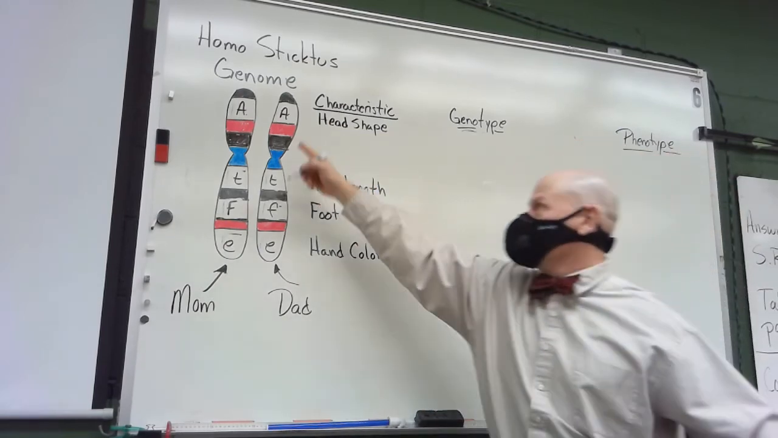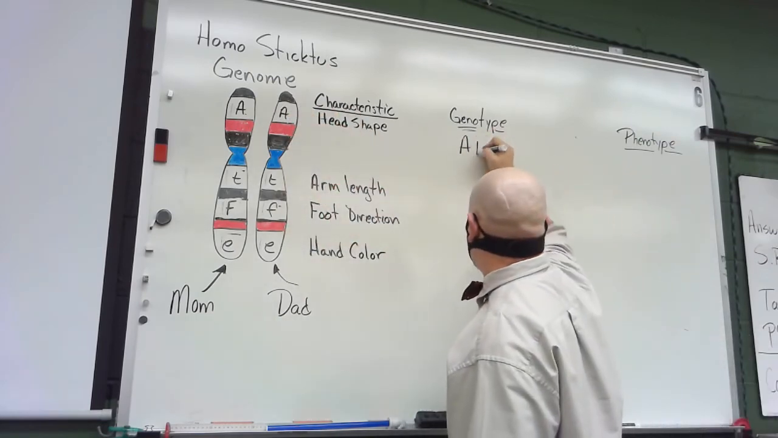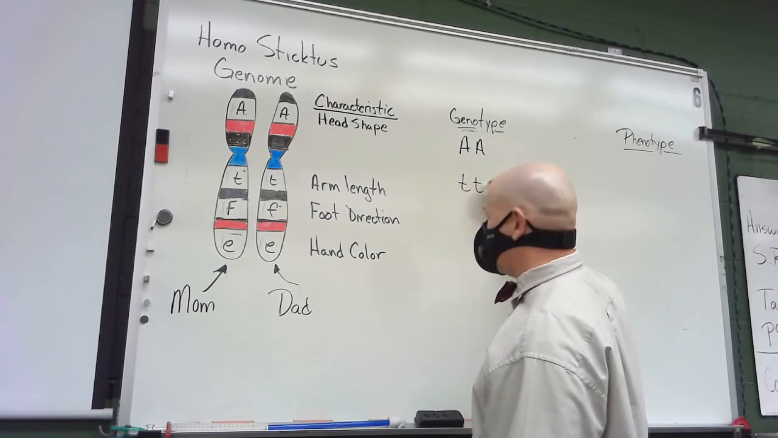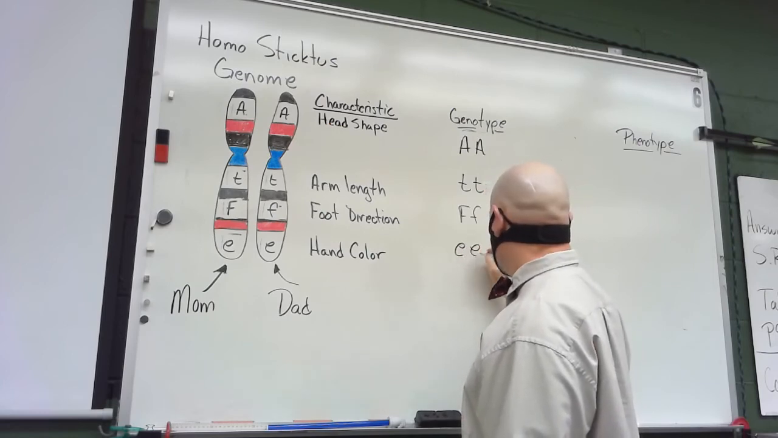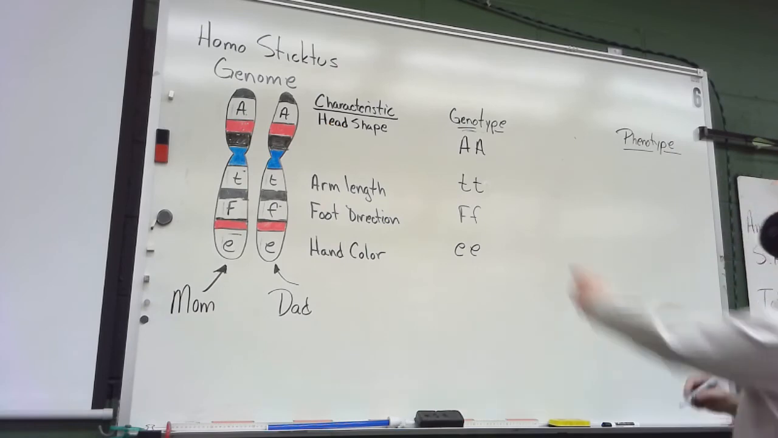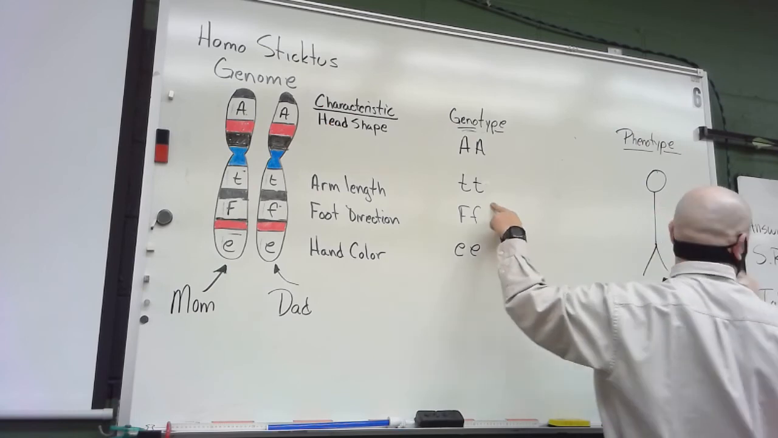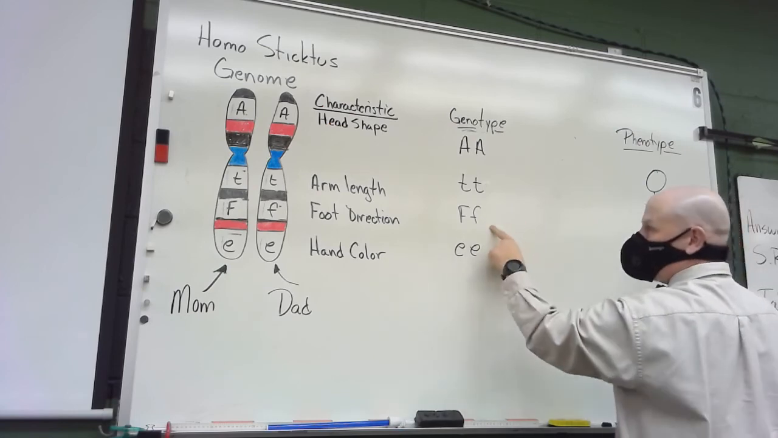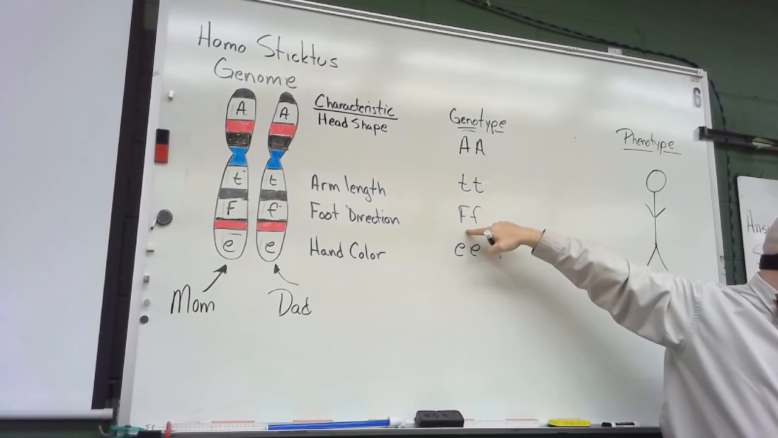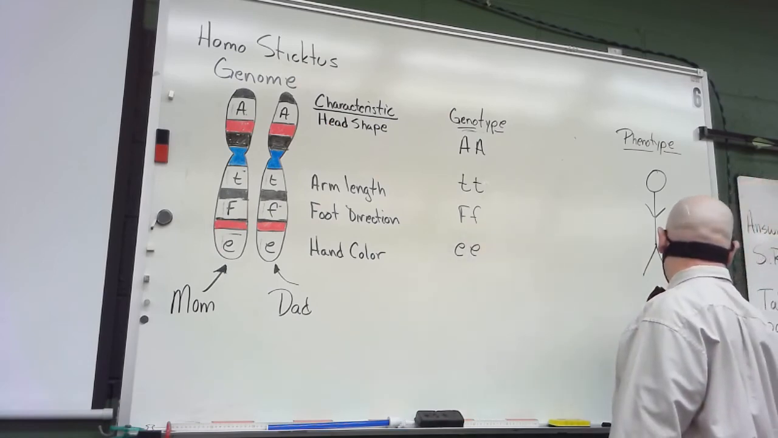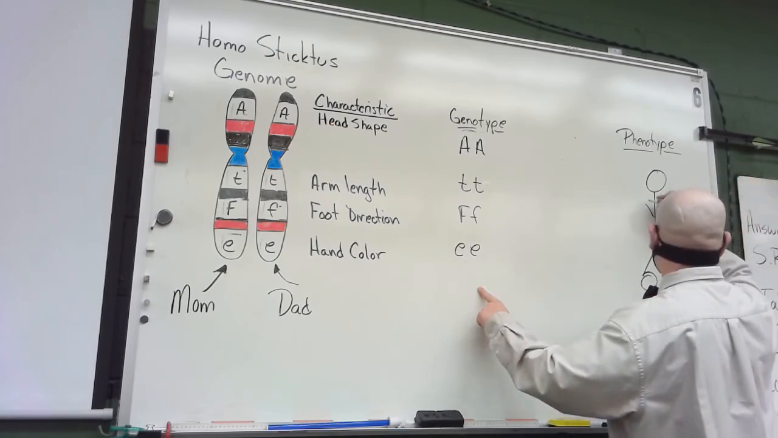So in this combination, here we go. We've got half from mom, half from dad. We put them together in the genotype. Big A, big A. We got little t, little t. We got big F, and little e, little e. Take a look at what the genotype codes for. We've got a circle head. Here's our body. Looks like we've got short arms. Feet, heterozygous with a dominant allele. The dominant allele will mask the recessive. That means the feet are going to go to the right. And then the hand color, little e, they're recessive, and they'll be white.